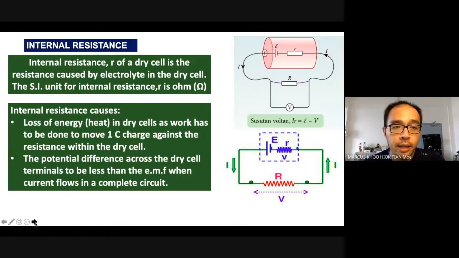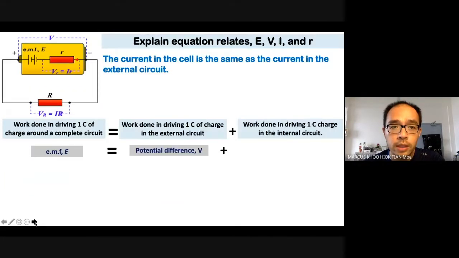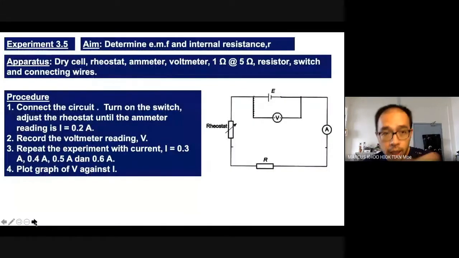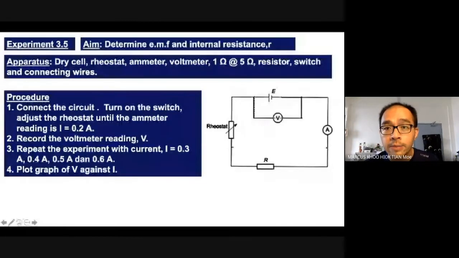Let me continue. This one is given inside your textbook, so I hope that you've done this. This experiment, I have given you the reading, and I've given you the reading. Have you all plotted the graph for this experiment?